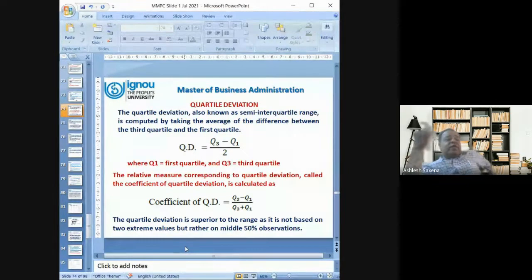Now, why do we calculate quartile deviation? Quartile deviation is superior to the range and it is not based on the two extreme values, but rather on the middle part of the observations, because it lies between Q1 and Q3. Another advantage of quartile deviation is that it is the only measure of variability which can be used for open-end distributions.